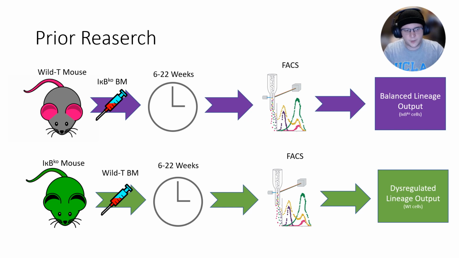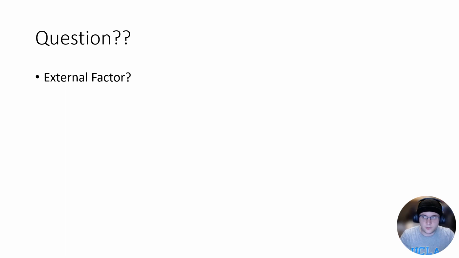This is kind of interesting because it means that the myeloid bias of the cells themselves isn't dependent on their own genetics, but also can be dependent on external factors. My research looks into what kind of external factor can cause this type of dysregulation.